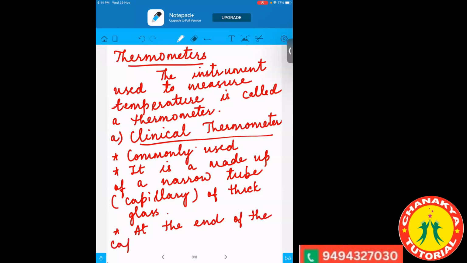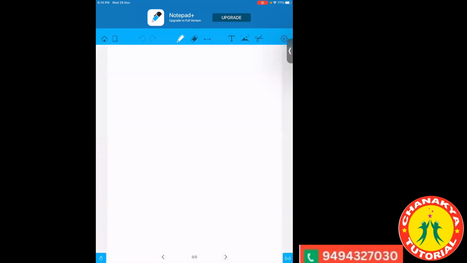At the end of the capillary tube is a thin glass bulb filled with mercury. So mercury will be filled in it.